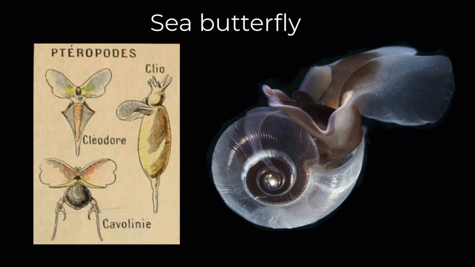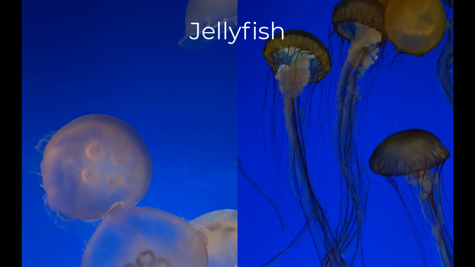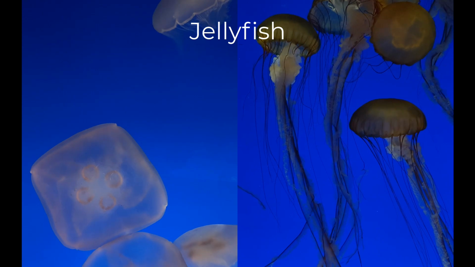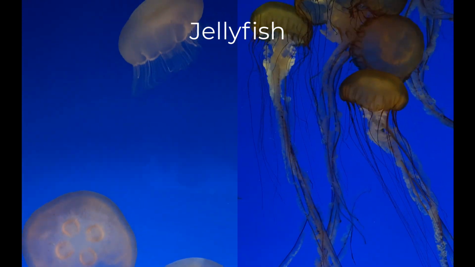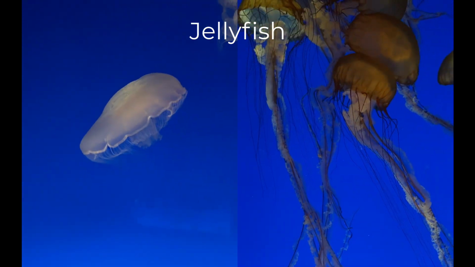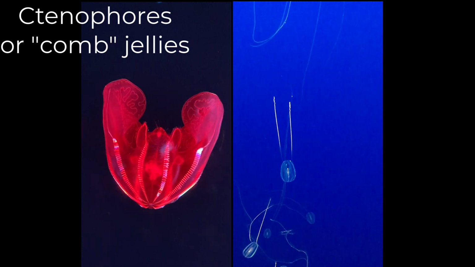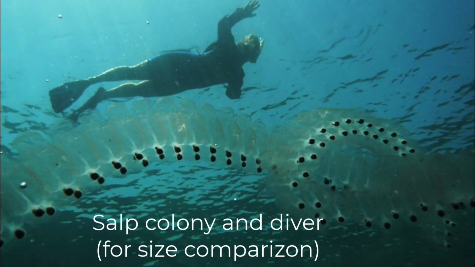Also part of the zooplankton are the sea butterflies. These are planktonic snails, and they're severely threatened by ocean acidification. As part of the larger zooplankton, we have several different types of jellyfish, the comb jellies, the siphonophores, and the salps.